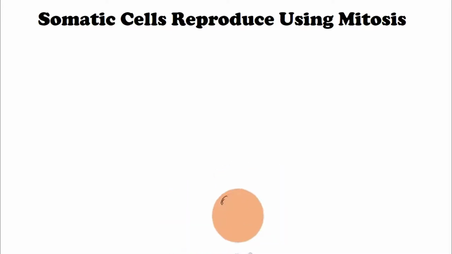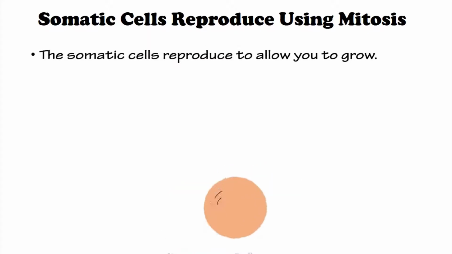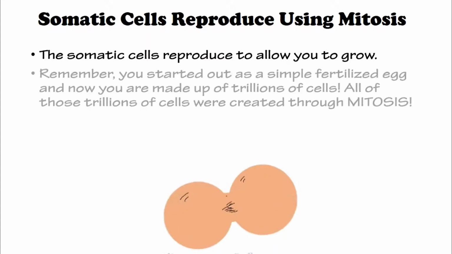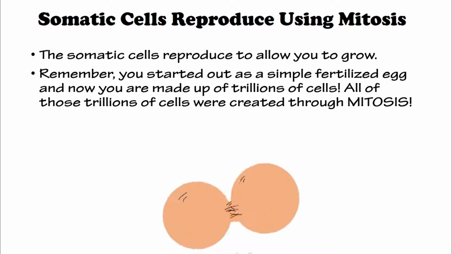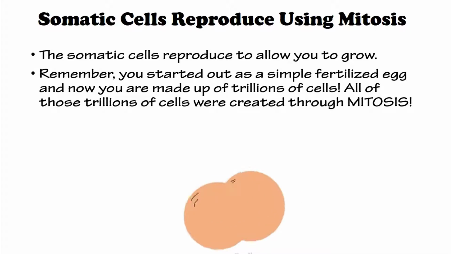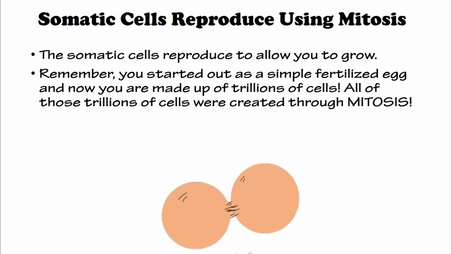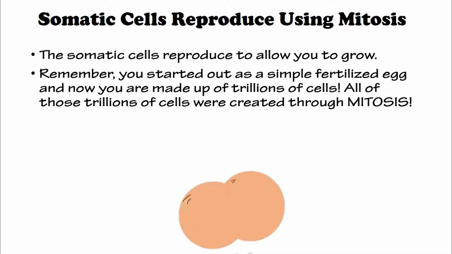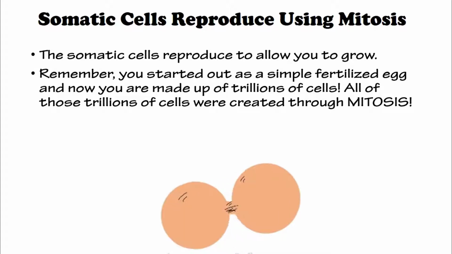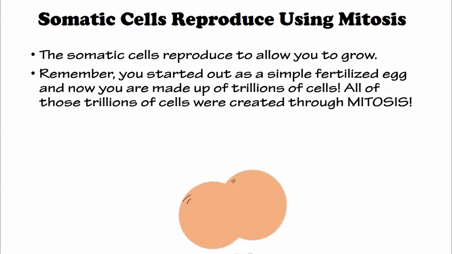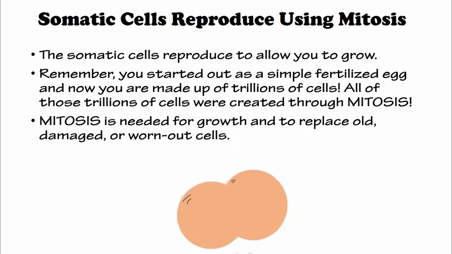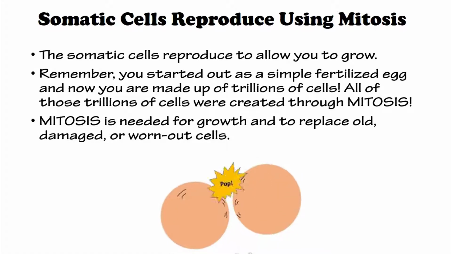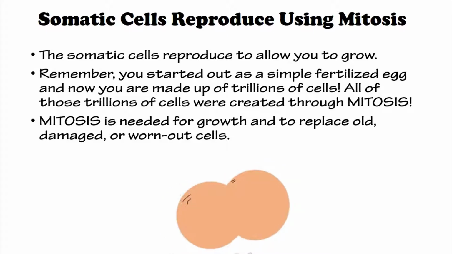Somatic cells of our bodies reproduce using mitosis. The somatic cells reproduce to allow you to grow. Remember, you started out as a simple fertilized egg, and now you are made up of trillions of cells. All of those trillions of cells were created through mitosis. Mitosis is needed for growth and to replace old, damaged, or worn-out cells.